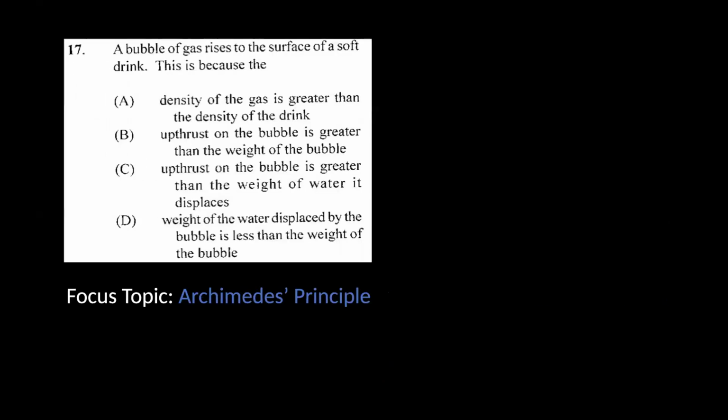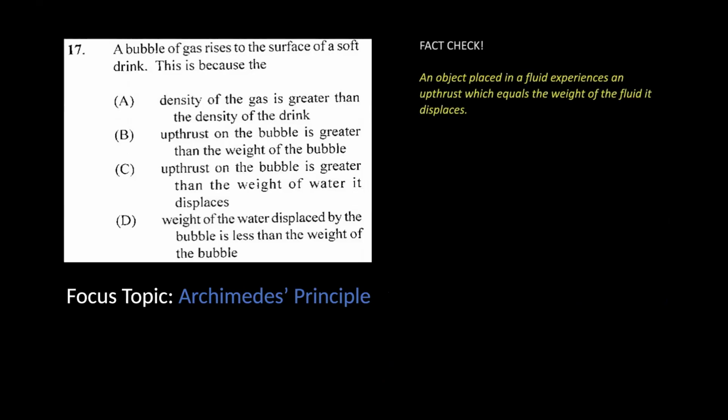Okay. A bubble of gas rises to the surface of a soft drink. This is because the upthrust of the bubble is greater than the weight of the bubble, and that's based on Archimedes' principle. If we place an object in a fluid, it experiences an upthrust which equals the weight of the fluid displaced. So that's option B.